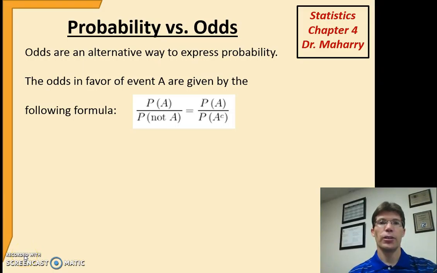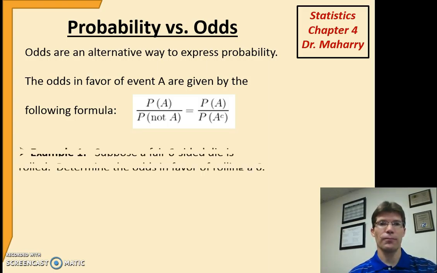In this video we will look at probability and odds. So remember that probability is a measure of the likelihood that some event will occur. Odds are just a different way to express probability. The definition here: the odds in favor of event A are given by the formula probability of A over the probability of not A. So odds are the ratio of the likelihood that A occurs to the likelihood that A does not occur.